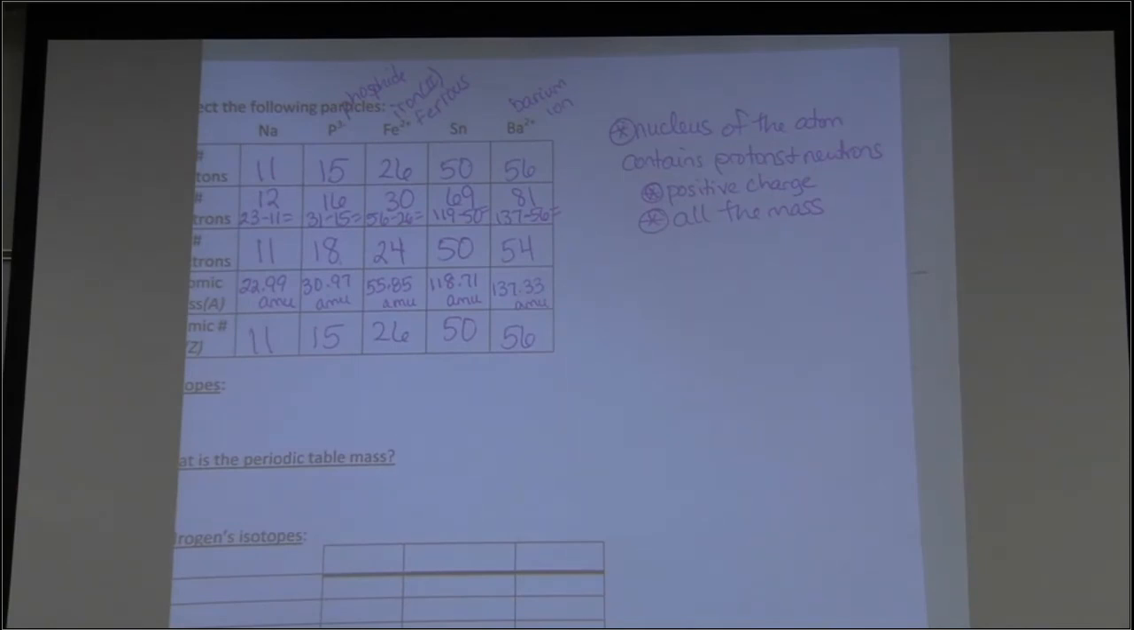All the mass is there in the nucleus. Yes? Okay, so if protons and neutrons equal 1 AMU, each proton equals 1 AMU and each neutron equals 1 AMU, yes. So why is it that the atomic mass is a decimal?